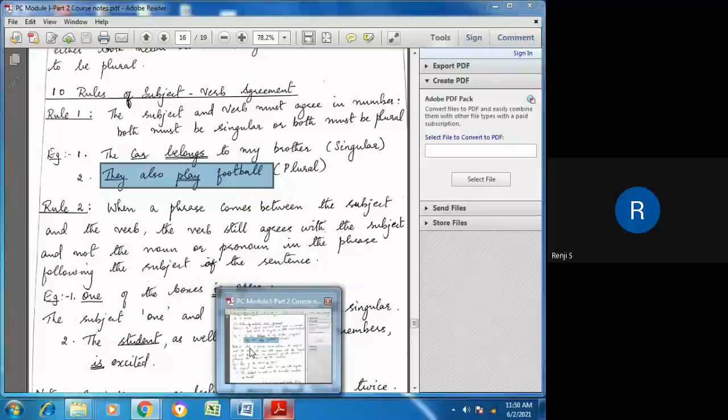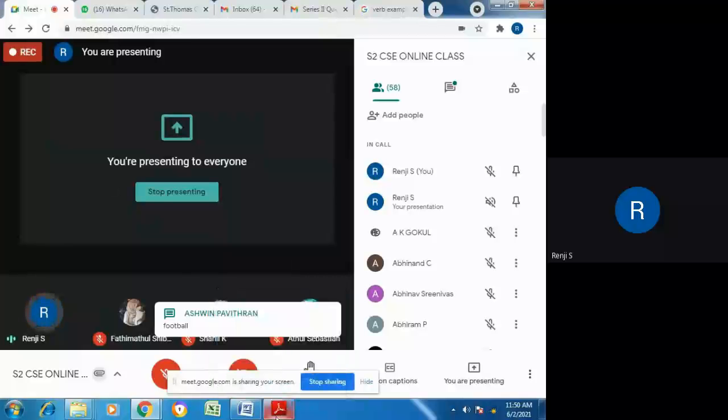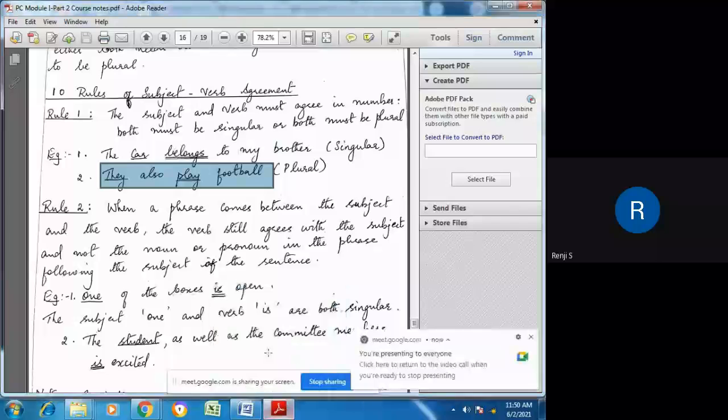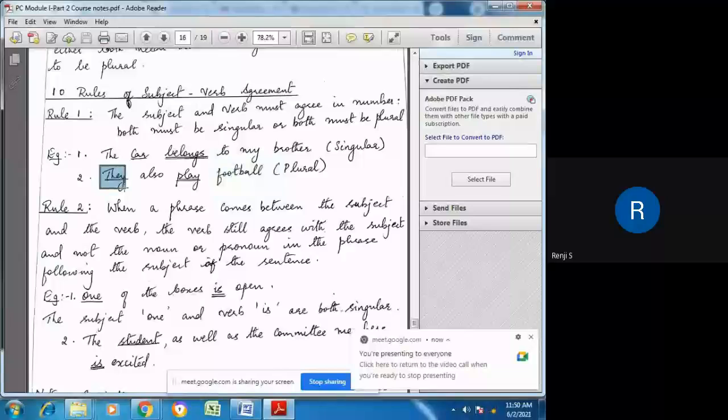What are we speaking about in the sentence? That is the subject. No, we are speaking about they, isn't it? We are speaking about them, somebody. And we are saying that they also play football. This is the object.